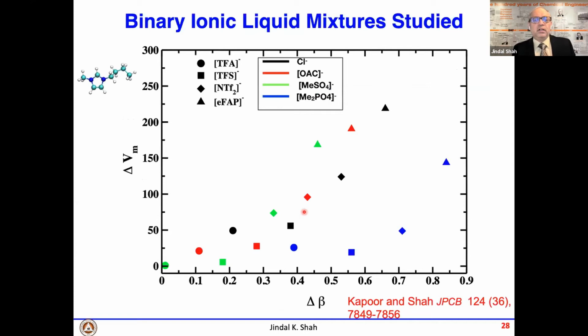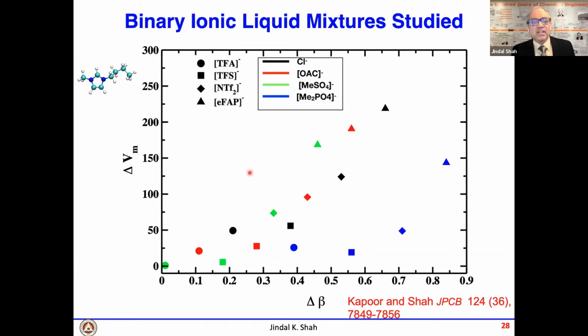So here is the calculation that Utkarsh did, where he actually took the difference between the molar volume. The different symbols represent different ionic liquid mixtures. For example, this black circle is trifluoroacetate combined with chloride. So it's a little bit difficult to figure out which is what, but if you have questions, please ask me.